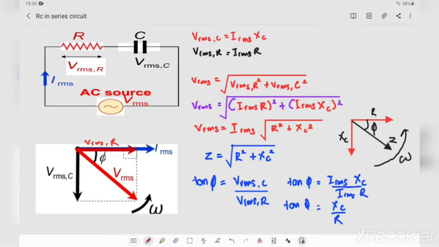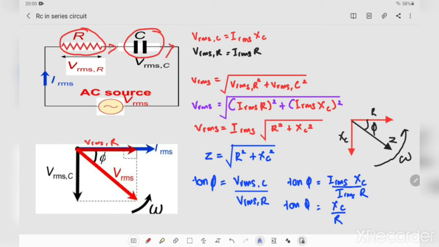RC in series circuit. Consider an AC source of RMS voltage connected in series to a resistor and a capacitor. The RMS current passing through the resistor and the capacitor is equal because of the series connection between both components.